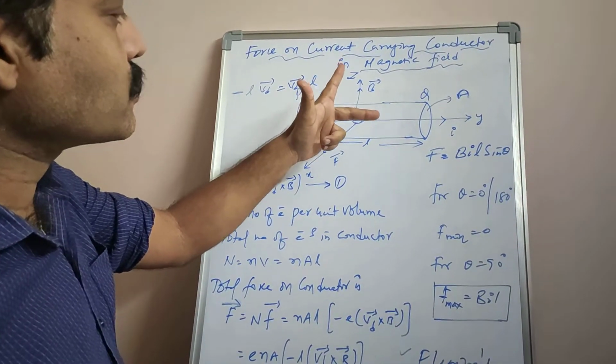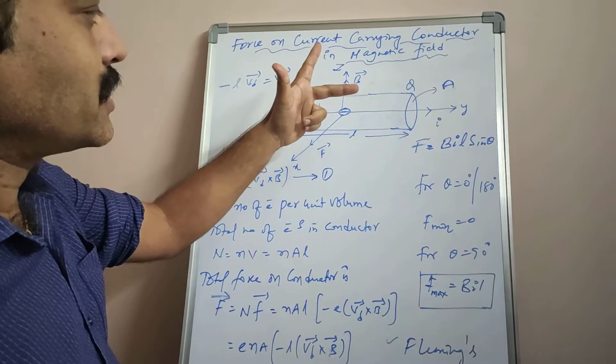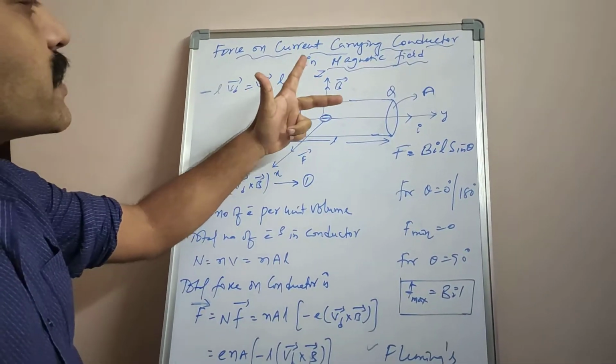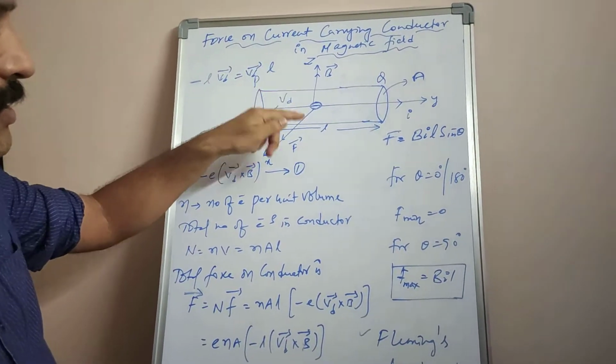So in the numericals also we can apply this Fleming left hand rule and try to find the direction of the force experienced by this current carrying conductor.